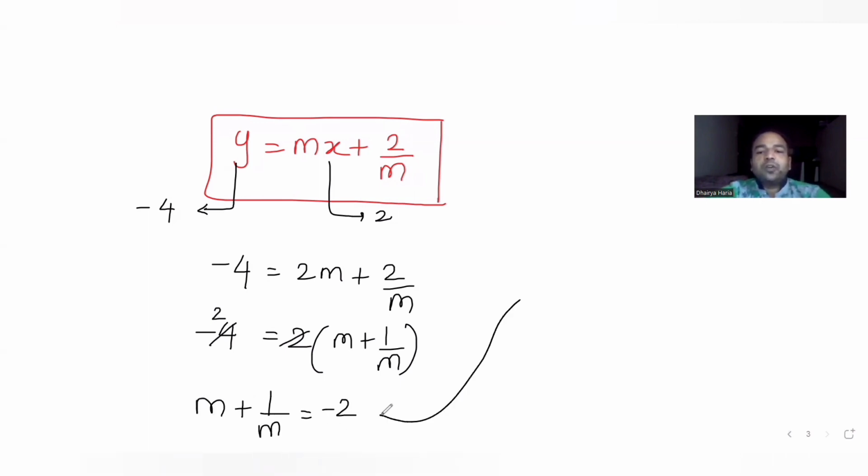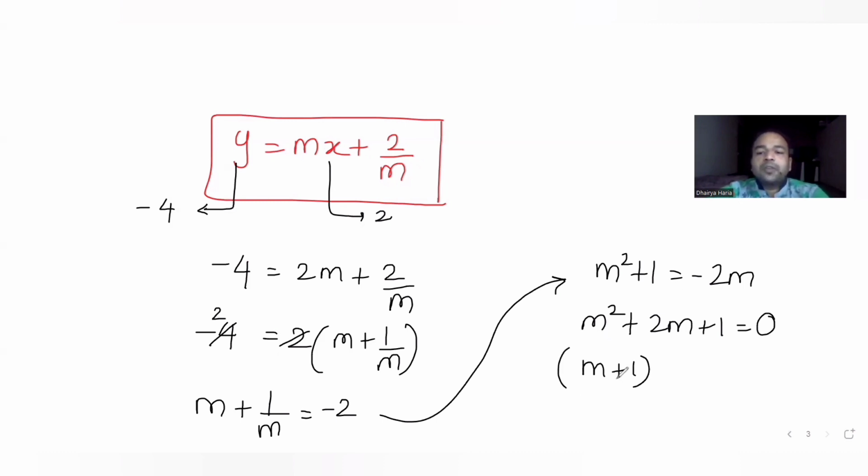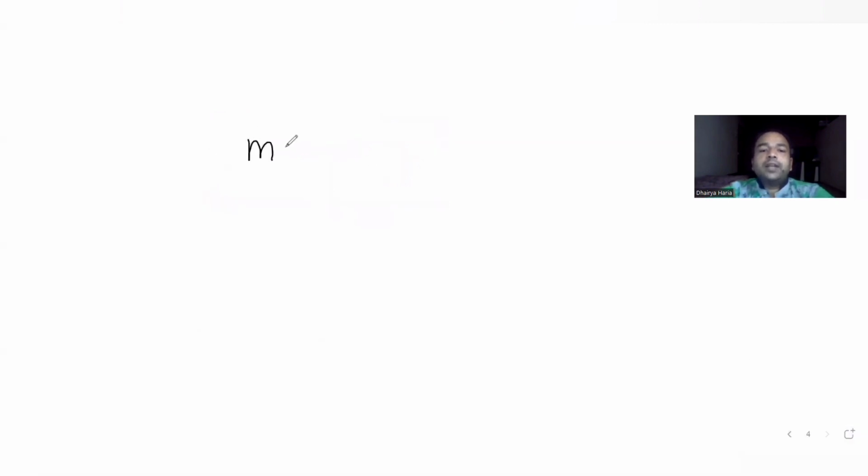If I solve this further, this becomes the quadratic equation m square plus 1 equal to minus 2m. That gives m square plus 2m plus 1 equal to 0. If I solve this quadratic equation further, it is a perfect square, (m plus 1) whole square equal to 0. That gives the value of m as minus 1. So I get the slope of the tangent line, that is minus 1.